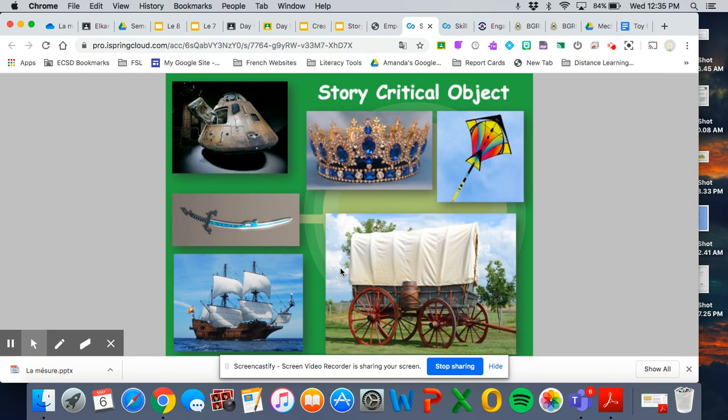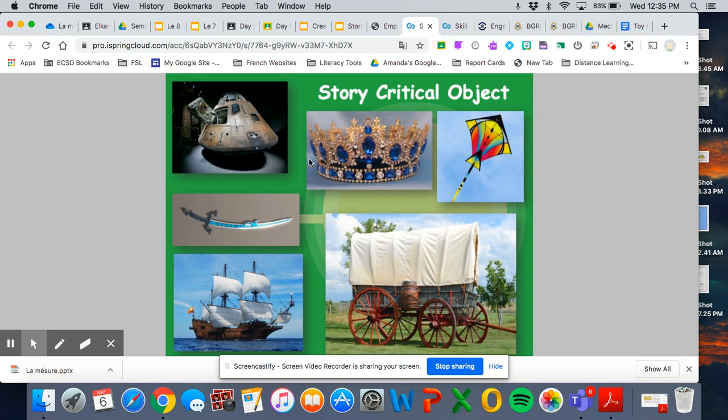Now, what about a story critical object? Imagine that you stumbled across this crown. How would you describe a crown? If I say, I found a crown, and meanwhile, I show you the crown, and there's all of these sapphires and diamonds, and it's sparkly, and guess what? It's actually really heavy too. It's beautiful. It's probably the most expensive thing I've ever held in my hand. If I say I found a crown versus what I just explained to you, what would be more attention grabbing?